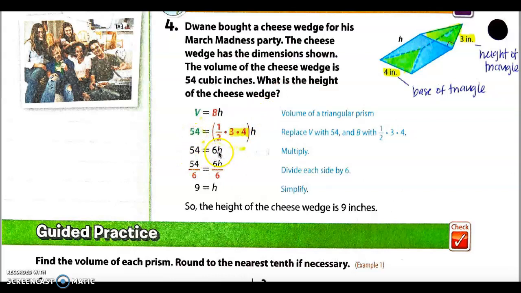And then I want to get h alone, so therefore I'm going to do the inverse. Instead of multiplying, I'm going to divide. So I'm going to divide that by 6. Whatever I do to one side, I do to the other side. And then this 6 and 6 cancel out. I'm left with h, and 54 divided by 6 gives me 9. So I find out that my answer is 9 inches. So that is the height of my triangular prism. Right? That's all, boys and girls.